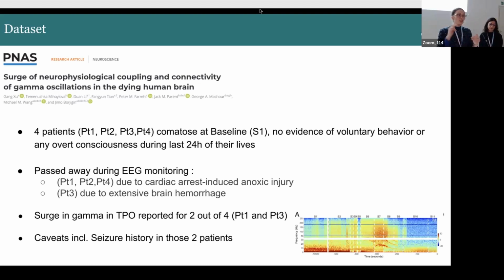Here we want to really highlight that the 2 patients in whom they report the surge of gamma activity and the surge of cross-frequency coupling were 2 patients that had a history of seizure activity. So we can't rule out that this activity was, in fact, seizure.